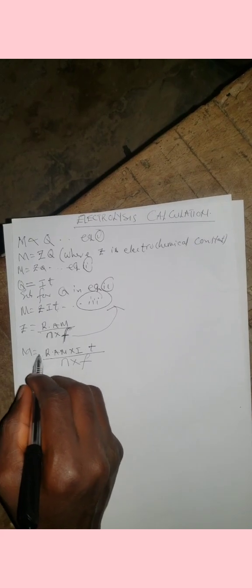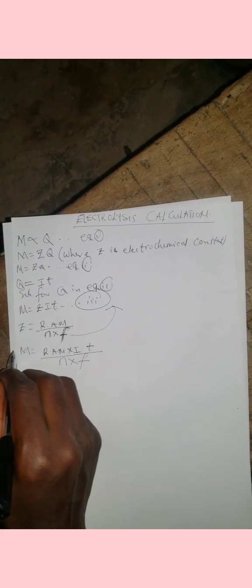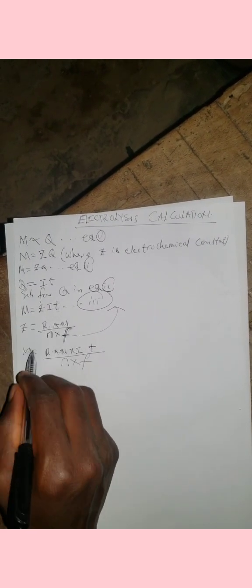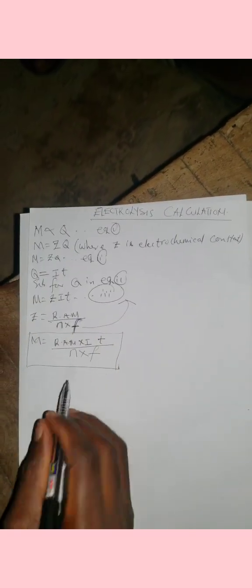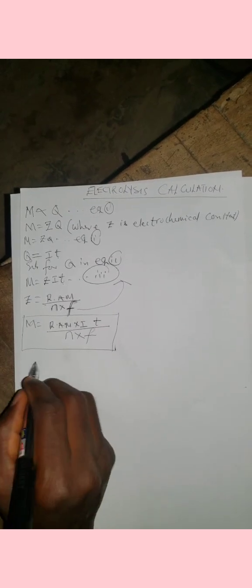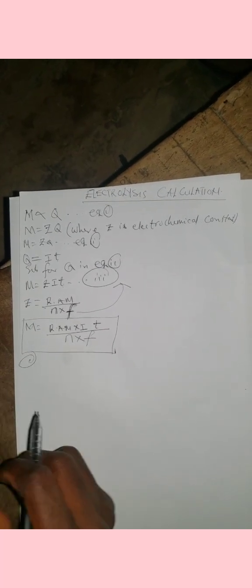So if you are asked to calculate anything under the first law of electrolysis, this is the best formula that you can use to calculate. It's very simple when you input your values. So let's try to calculate those two examples under this first law. I'm going to solve one JAM question and one WAEC question.